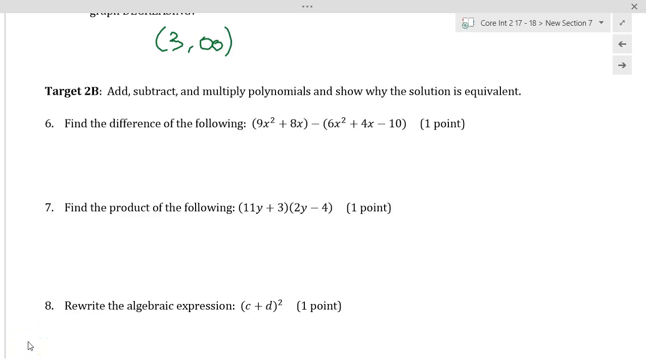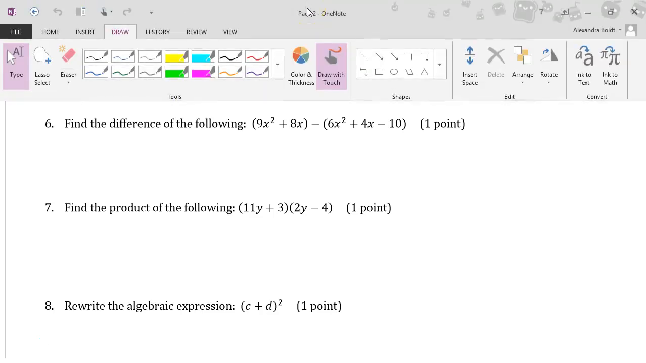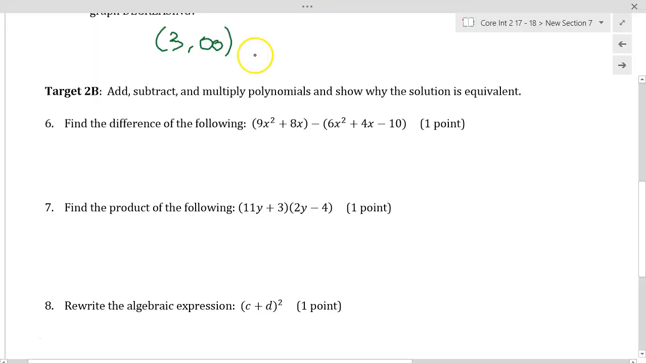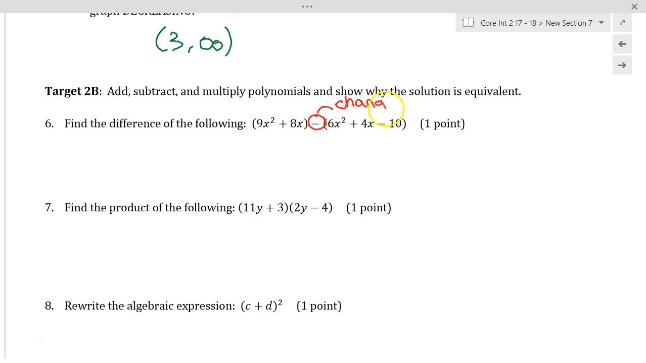Guys, we're now looking at target 2B for our KC2 review. Target 2B is: I can add and subtract and multiply polynomials and show why the solution is equivalent. Okay, so the first one is we're finding the difference of this one. Remember, with subtraction, there's a subtraction sign there. I have to change all signs.